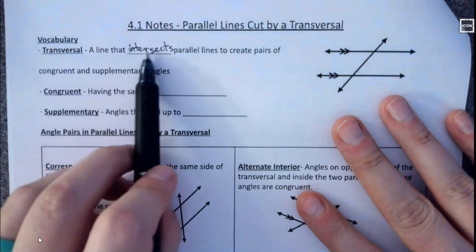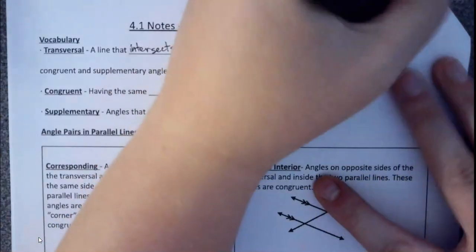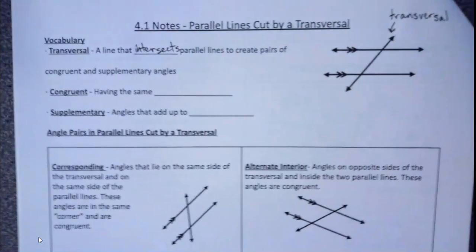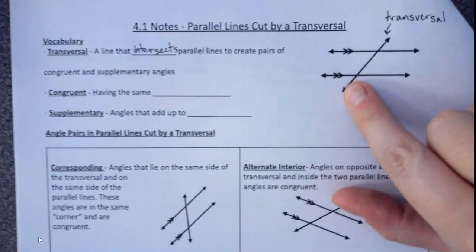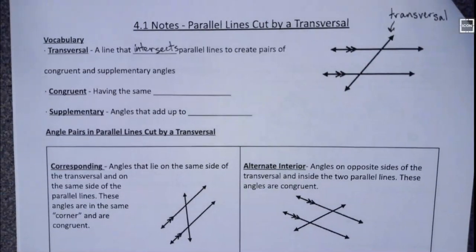So a transversal is a line that intersects parallel lines to create a pair of congruent and supplementary angles. You see that? This is the transversal. An easier way to write that could just simply be the one line that goes through two lines. Like, that's an easier way to understand that. It's the one line that goes through two lines. All right?